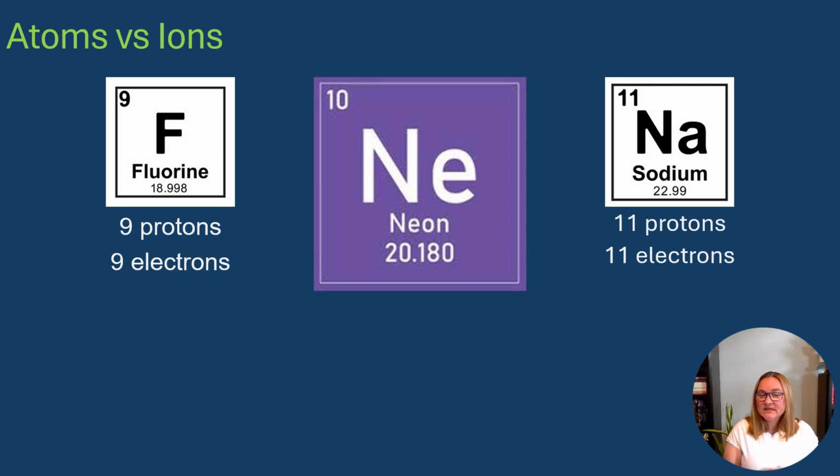In the case of fluorine and sodium, that nearest noble gas is neon, an atom which has 10 protons and 10 electrons. Note that neon is on the same row as fluorine, but it's on the row above sodium. The nearest noble gas is not always on the same row. It will be the noble gas whose atomic number is closest to the atomic number of the element that you're working with.